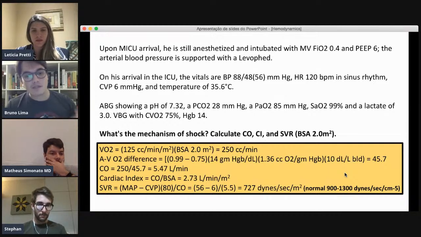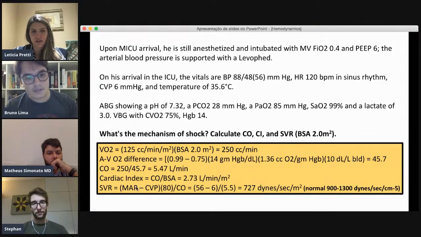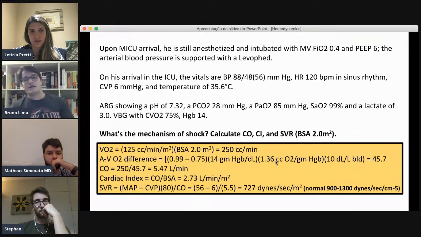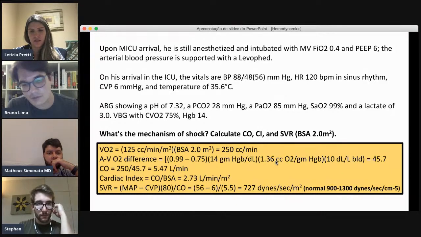Okay, but what about his SVR? Considering that this MAP that we're using here is on norepinephrine. Okay, so to calculate the SVR, we use this formula here. So it's his MAP, the mean arterial pressure, which is 56, minus the CVP, times 80, okay? 80 is just a constant, and then you divide that by the cardiac output that we calculated here. So it's 56 minus 6, which is his central venous pressure, divided by his cardiac output, and we're going to have a number of 727 dynes per second per meter square.